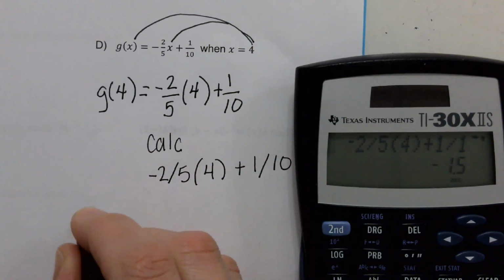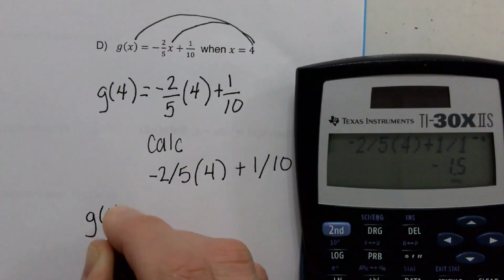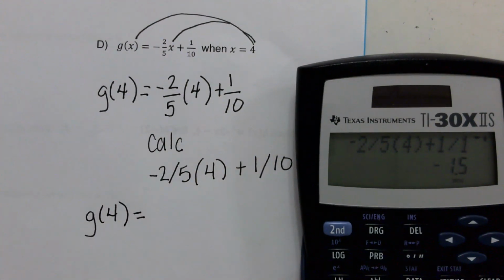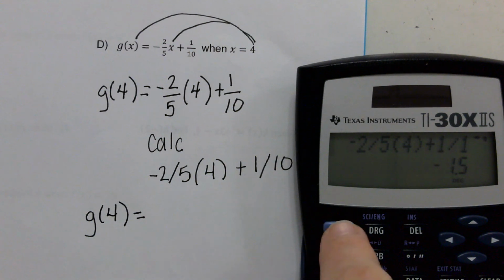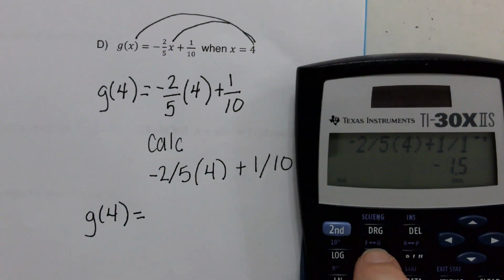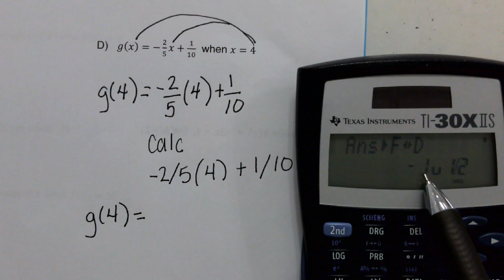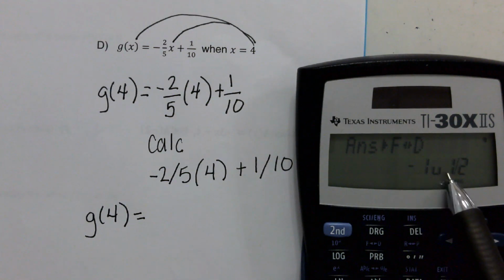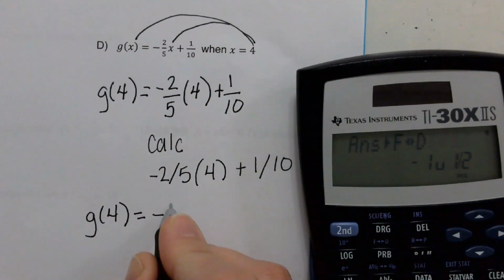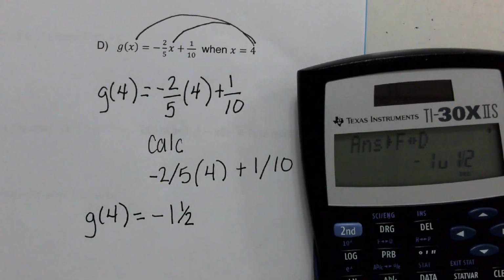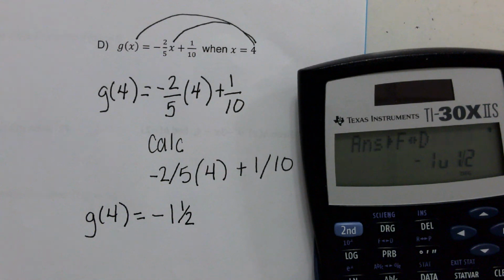Okay, so let's go back here. G of 4 is equal to -1.5, but as a fraction, so I hit second, then hit this button right here, fraction to decimal, and then hit equals. So this is -1 and 1/2. Now you might have known that just from the decimal. And that is level 1 for standard 14.